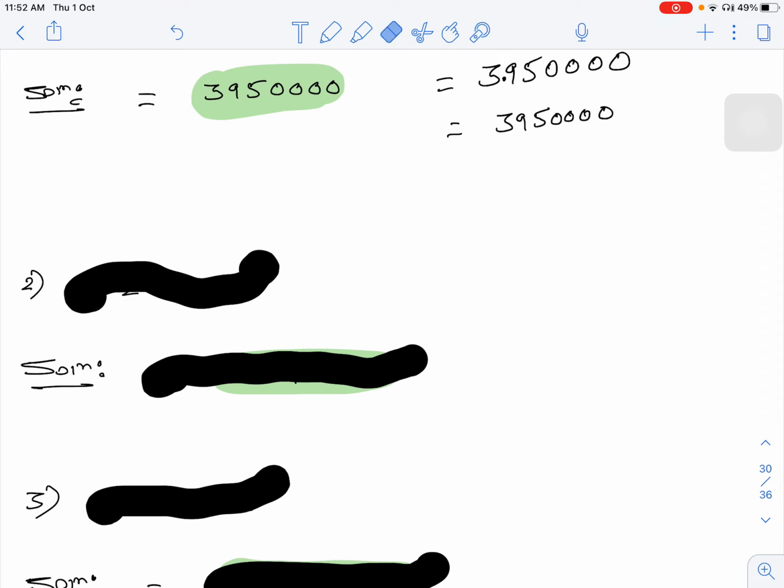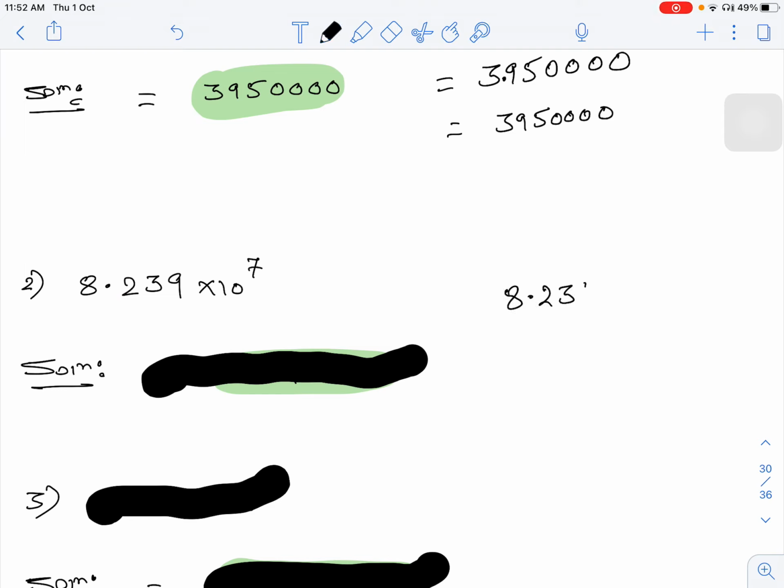Now let us consider the next example. Here it is given 8.239 into 10 raised to 7. This one is in standard form. We want to write it in usual form. For writing it in usual form, we want to remove this decimal; it should be present at the end of the number. So 10 raised to 7 means this decimal will move 7 digits to the right. Now we have only 3 digits after the decimal. We want to move it 7 digits, so 4 digits are short, so we'll write there 1 2 3 4 zeros.